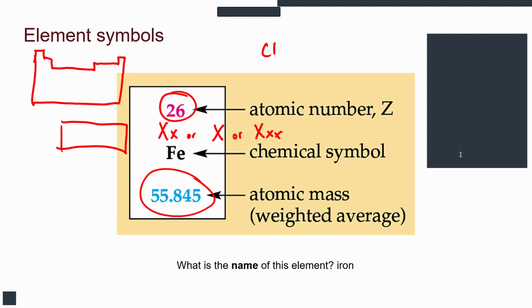Good job. Okay, so we've got 3 subatomic particles: protons, neutrons, and electrons. We're going to talk about all of those. But most importantly, this atomic number right here tells you the number of protons. So if I told you that I had 1 atom of iron, well, that single atom of iron has 26 protons.